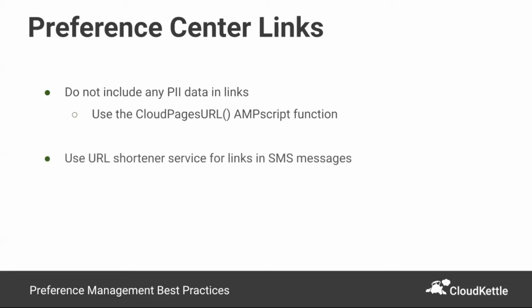Secondly, when sending SMS messages, you should consider including a preference center link in your message instead of an opt-out keyword for the same reasons that I discussed earlier. You do need to be aware, however, of the 160 character limitation in SMS messages. And while messages can be concatenated to appear as a single message, you really should shorten your links using a URL shortener service like Bitly or Rebrandly, just to avoid being charged for unnecessary extra messages.